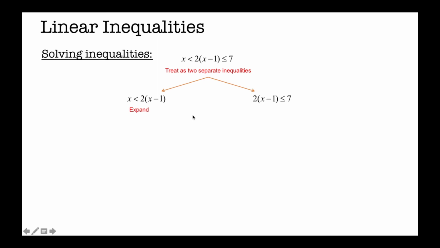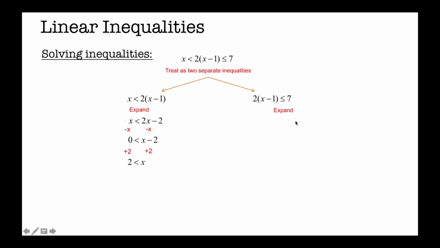Okay, and then to solve them, we need to expand them first. So if we expand this, we've got x is less than 2x minus 2, so 2 times x is 2x and 2 times minus 1 is minus 2. And we're going to solve them as two separate equations. So now I'm going to subtract x, giving me 0 is less than x minus 2, and then I'm going to add 2 to the other side, giving me 2 is less than x. So here 2 is less than x.